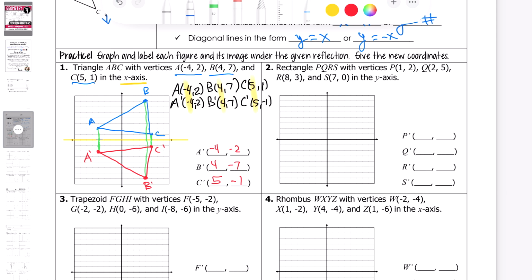But what did change were the y's. So I went from positive 2 to negative 2, positive 7. Oh, darn it, I just noticed I forgot the negative there too. I must have hit back. Oh, still got the highlighter on. There we go. So there should be a negative there. That was just an oops.